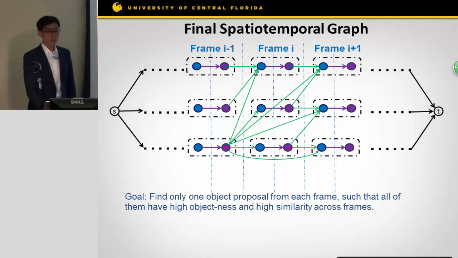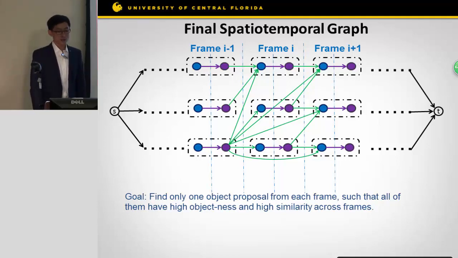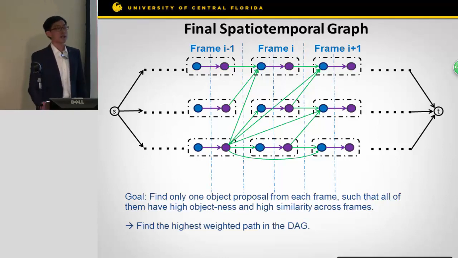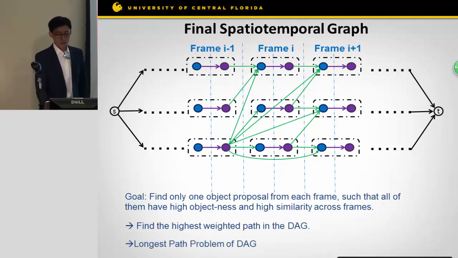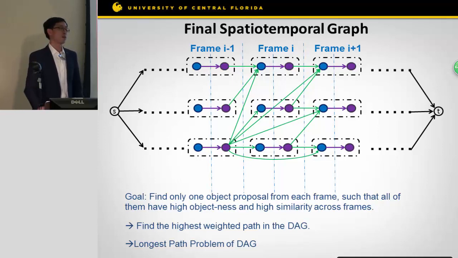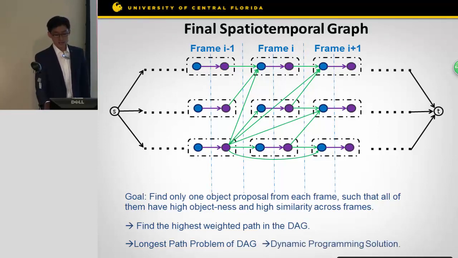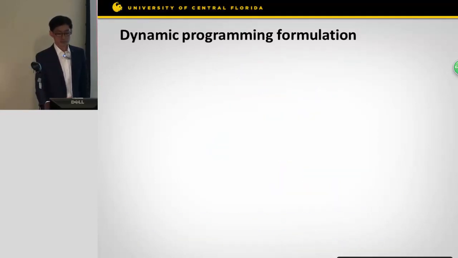Actually, we can add two nodes to the graph, a source node and a sink node. And then this problem becomes to find the longest weighted path in the DAG. DAG represents the directed acyclic graph. And this is a typical problem for the DAG, which is called the longest path problem. And it can be solved efficiently by dynamic programming.